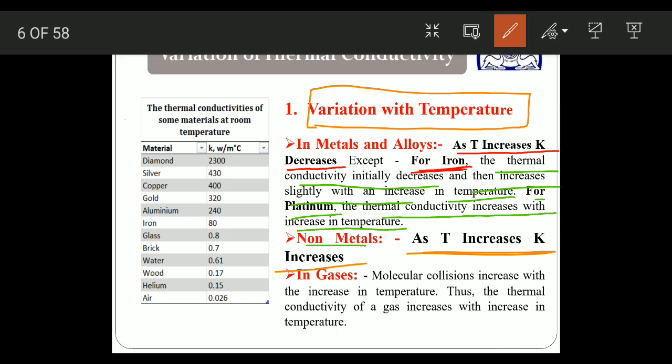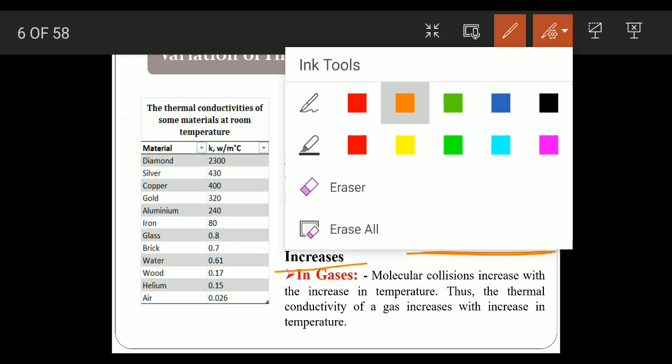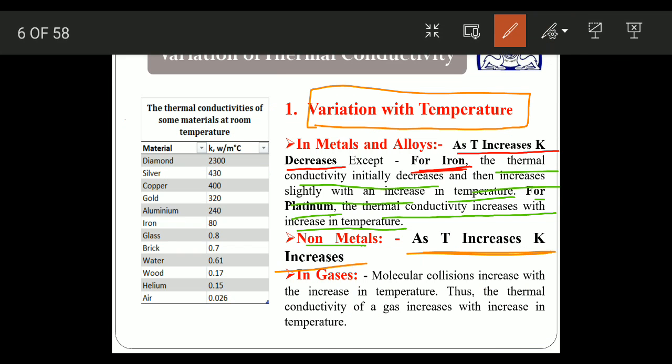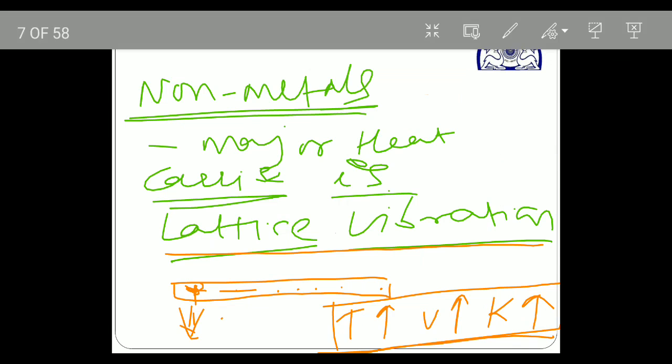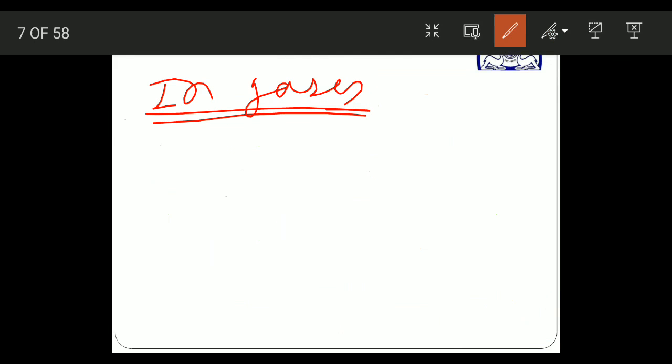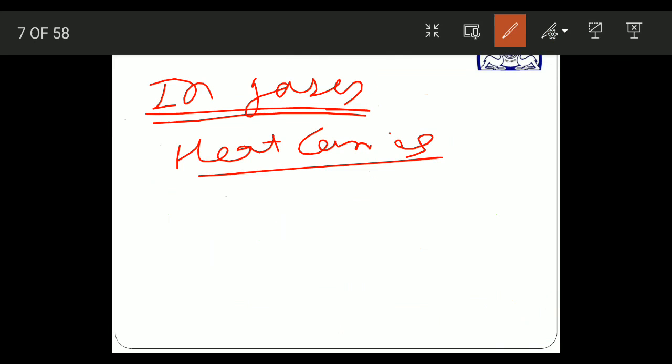Now what happens in gases? We have studied solids, that is metals and non-metals. In gases, molecular collision increases with the increase in temperature. Thus, the thermal conductivity of a gas increases with increase in temperature. So in gases, we have to remember that the heat carrier is nothing but molecular diffusion.